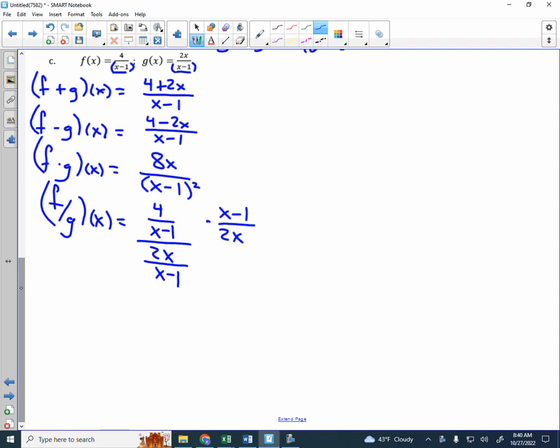And what's going to happen when you multiply those? Yeah, the x minus 1s are going to cancel because those divide and make 1, and we get 4 over 2x. Is that simplified? No, it's not. I could divide the top and bottom by 2, and I get 2 over x, so that would be my result. So again, yesterday we just wanted to see, do you know how to deal with polynomials?